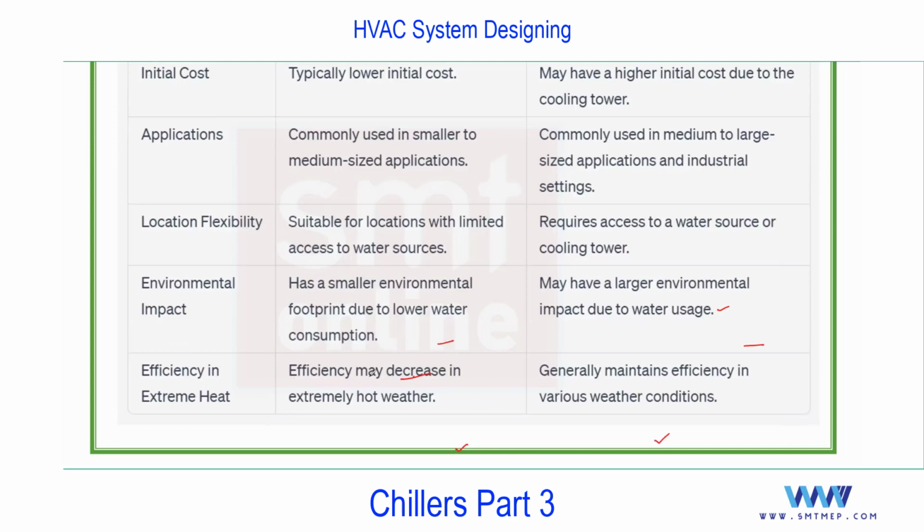Next, efficiency, as we discussed. Efficiency may decrease in extremely hot weather. Even when the outside temperature is higher, like above 50, the water cooled chiller efficiency is going to be good, because water remains water even above 50 degrees centigrade. But if the air temperature increases, the efficiency of the condensation decreases. The same point we discussed. So there are some important points of comparison between air cooled and water cooled, important from an interview point of view also, and this will help you take decisions as per the project requirement.